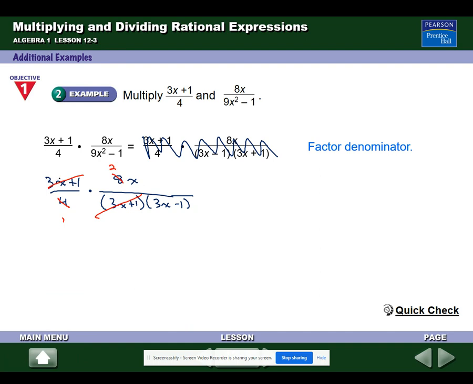So what are we left with? This became 1. This is 2x. That's your numerator. This is 1. This canceled out to become 1, if you will. And then you have 3x minus 1. So 2x over 3x minus 1.